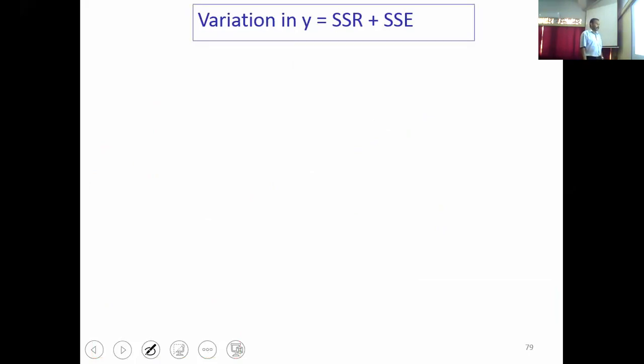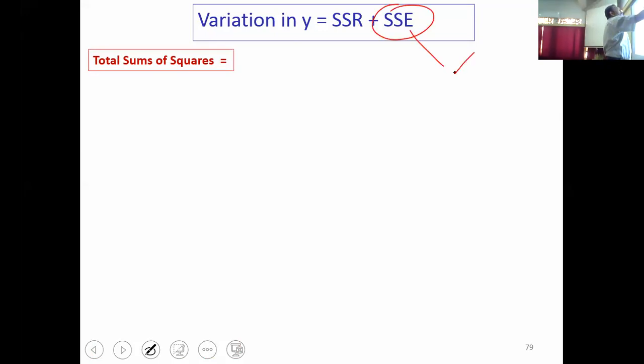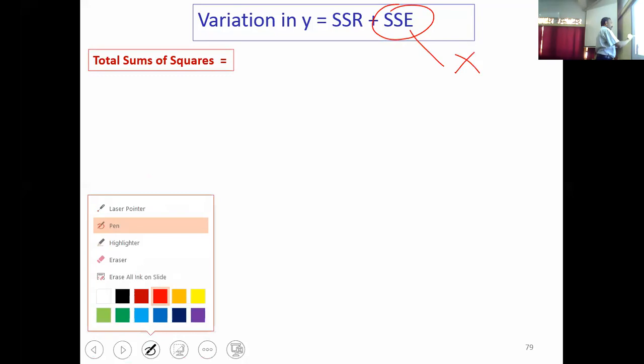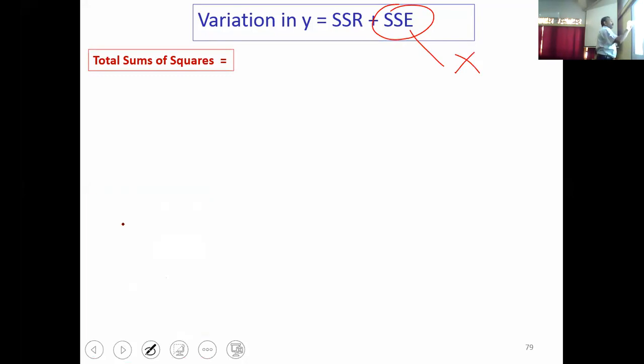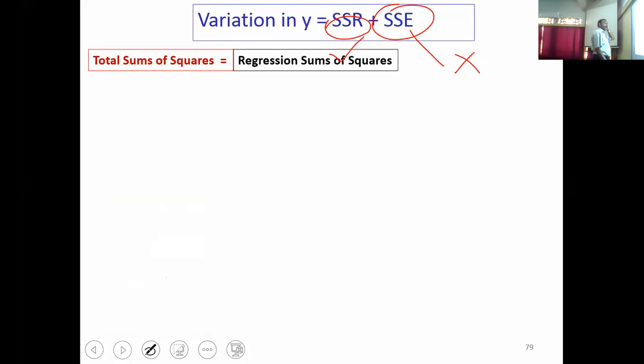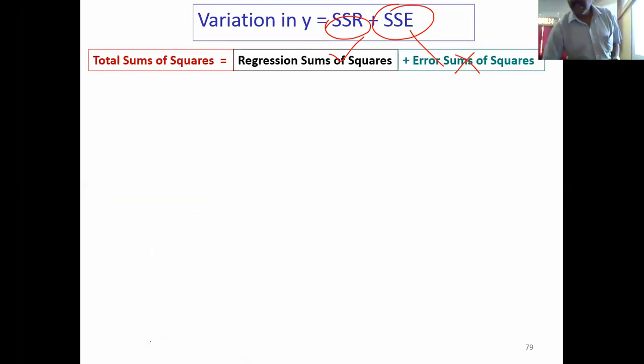So variation in y can be explained by the regression partly. The other part is by error. So when you say error, this we cannot explain. The sums of square due to regression, this we can explain. So total sums of square is due to regression sums of square and the error sums of square.